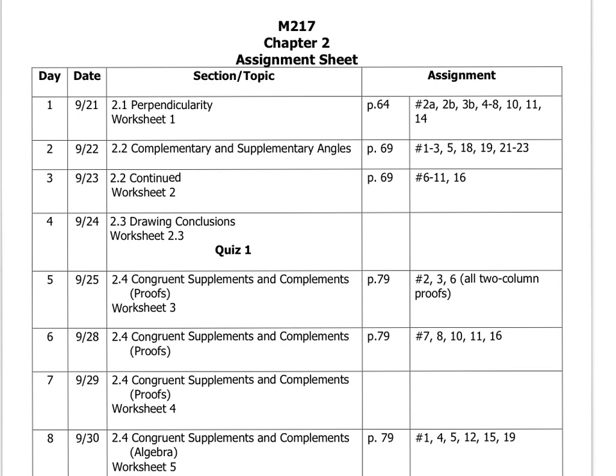Okay, everybody, hopefully you uploaded the Chapter 2 assignment sheet and the Chapter 2 Day 1 materials in Schoology.